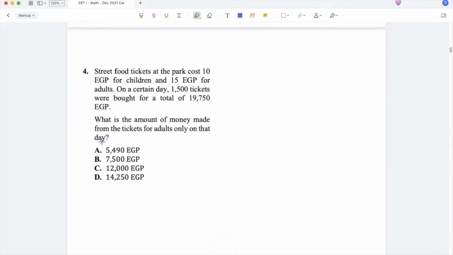Street food tickets at the park cost 10 Egyptian pounds for children and 15 for adults. On a certain day, 1,500 tickets were bought for a total of 19,750 pounds. What is the amount of money made from the tickets for adults only on that day? Okay, so total 1,500 tickets. So children plus adults is 1,500. And for children, it is 10. So 10C plus 15A is 19,750, right? So we need to find the total value from adults.